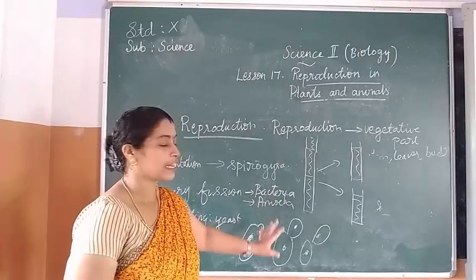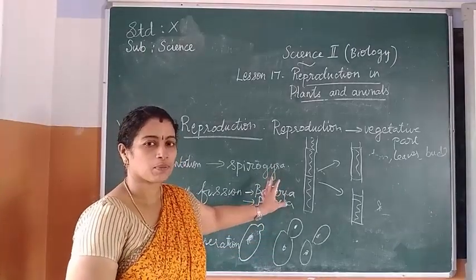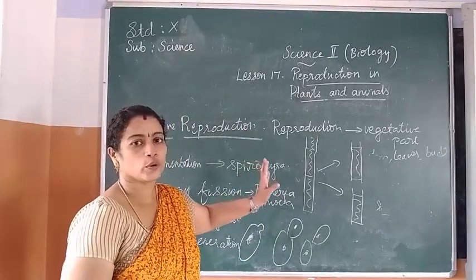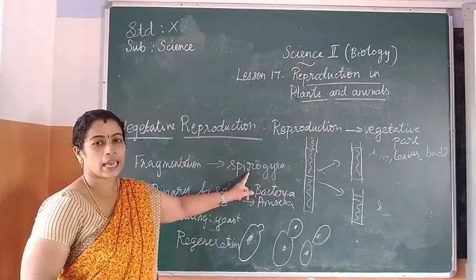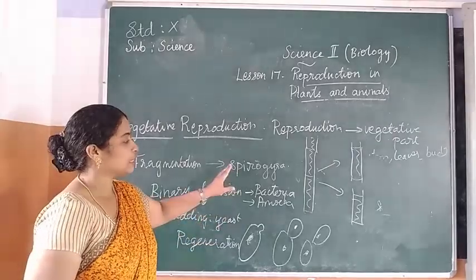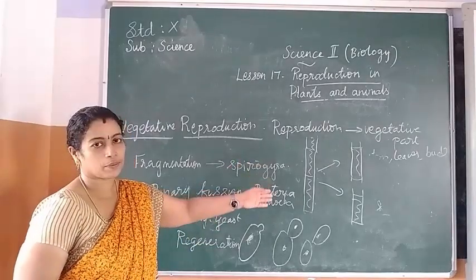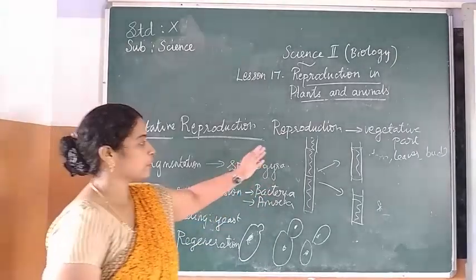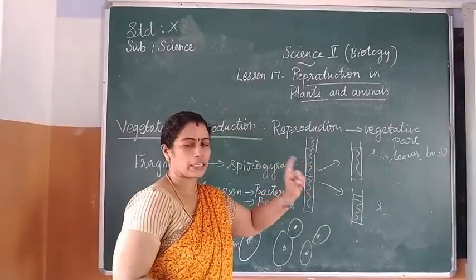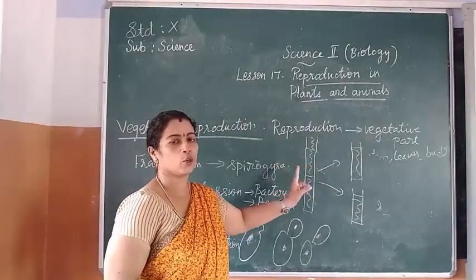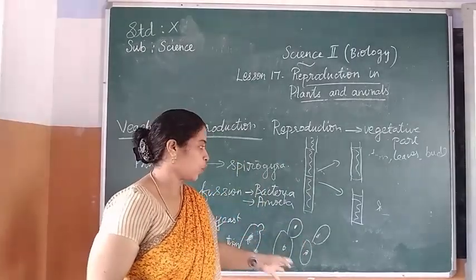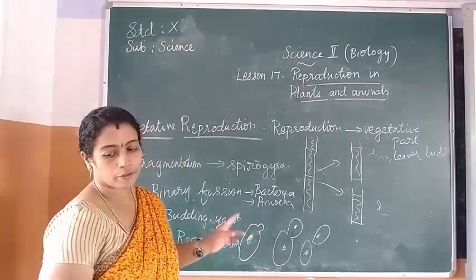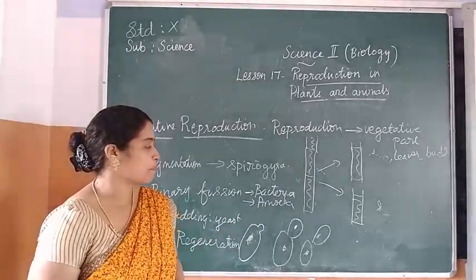So these are the different types of vegetative reproduction that take place in small plants, that is, the lower group of plants. First one, fragmentation. Fragmentation takes place in algae known as Spirogyra. It is a filamentous algae which will be cut into small fragments, small pieces, and these pieces will be able to grow into new organisms. The next one, binary fission.